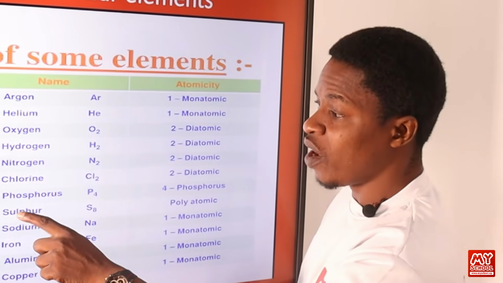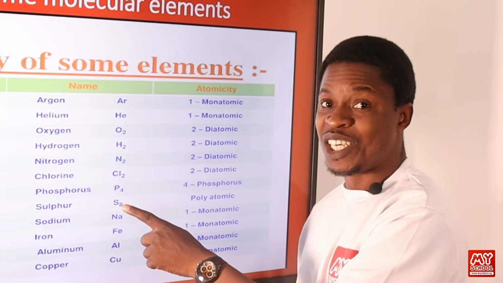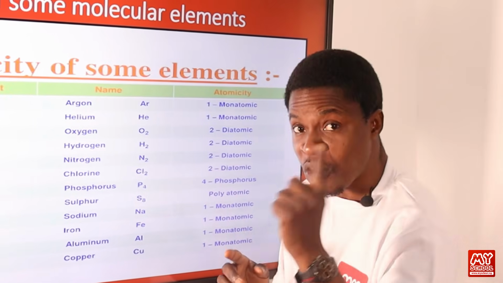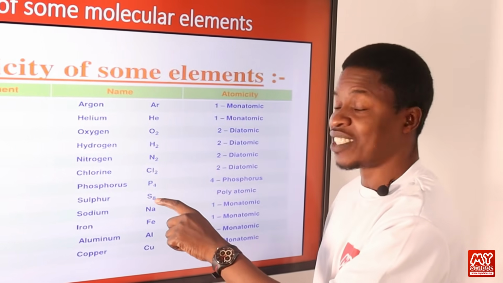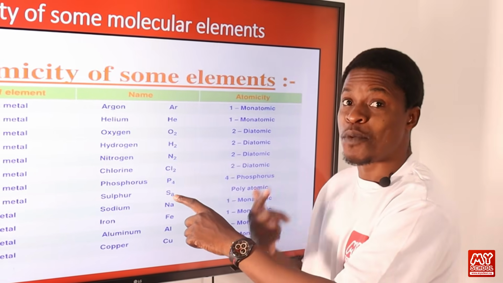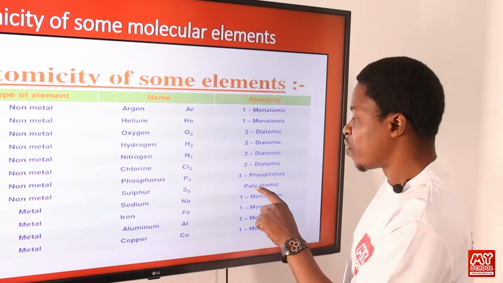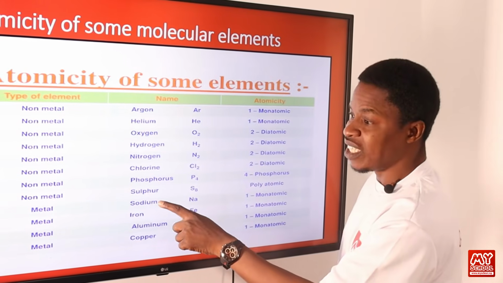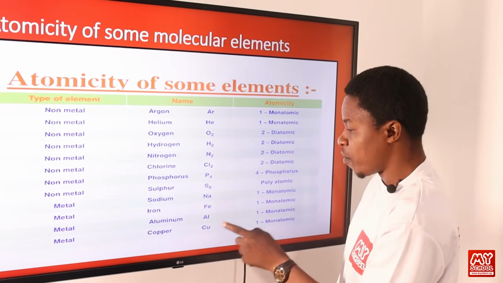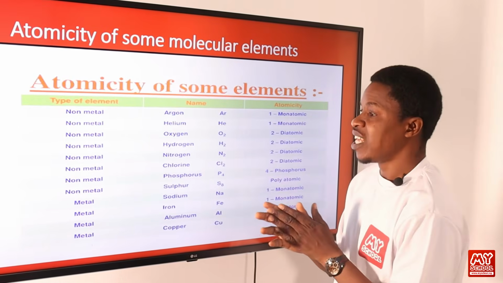So we have also elements such as sulfur. You can see sulfur, this will interest you. Sulfur is S8. So it means about 8 different atoms can combine to form the molecule of sulfur. And of course, we cannot say we have ultraatomic. There's nothing like that. So instead, from 4 upwards, we have polyatomic. From 5, we say polyatomic, 6, 7, and so on and so forth. We have sodium, which is a metal. Sodium is just Na, that's monoatomic. You see iron here, monoatomic, and so on up to this point. So these are the different atomicity of the elements that we have.